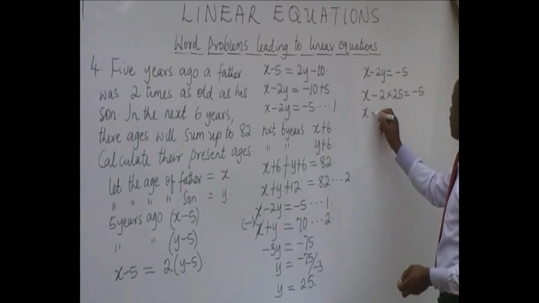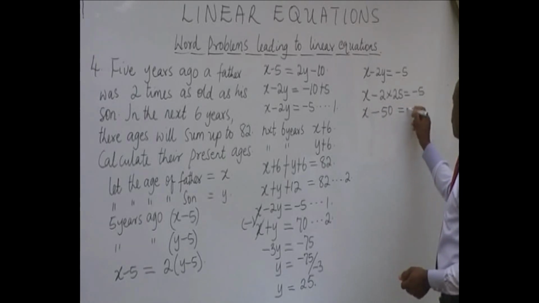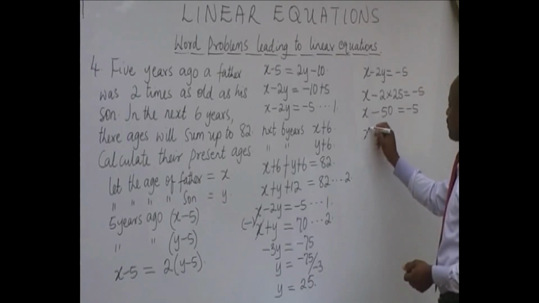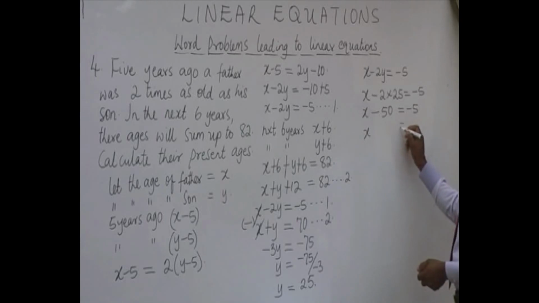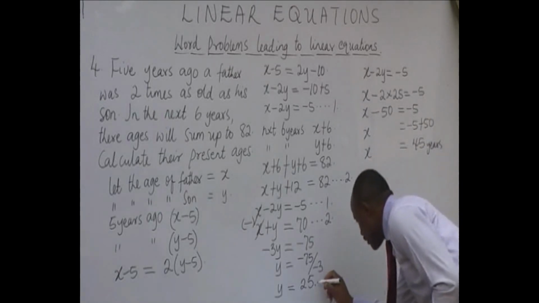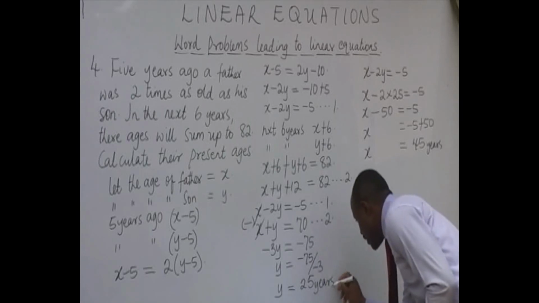It's going to give us x minus 2 times 25, which is 50, is equal to minus 5. Add 50 to both sides of the equation. You're going to have only x left on the left-hand side, and on the right-hand side, you're going to have minus 5 plus 50. X is now going to be equal to 50 minus 5, which gives you plus 45. That means the age of the father is 45 years, while the age of the son is 25 years.